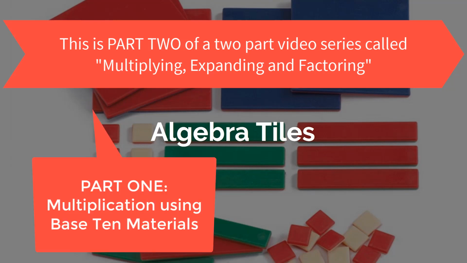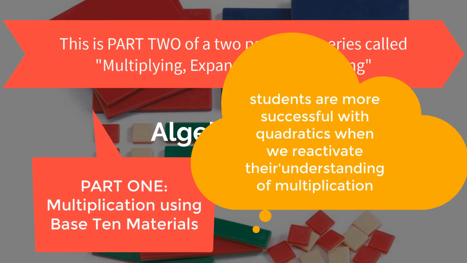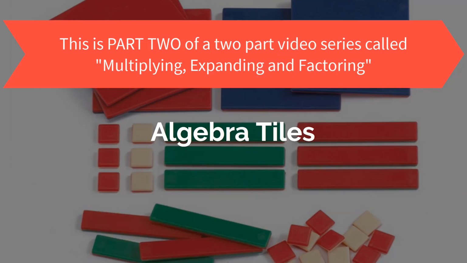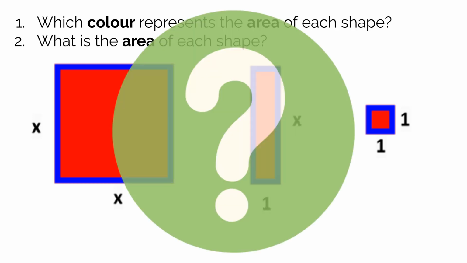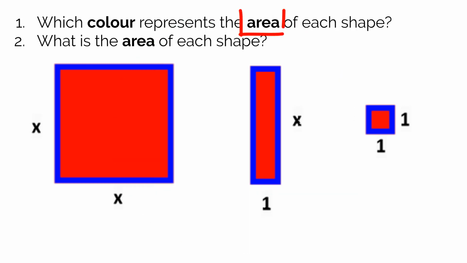You want to start with part 1, which is about using base 10 materials to help our students understand multiplication. After you've done that, now it's time to dig into algebra tiles to move towards factoring and expanding quadratics. Again, it's important for us to help students understand why the different tiles have different names. And in this case, it's based on the area of those algebra tiles.